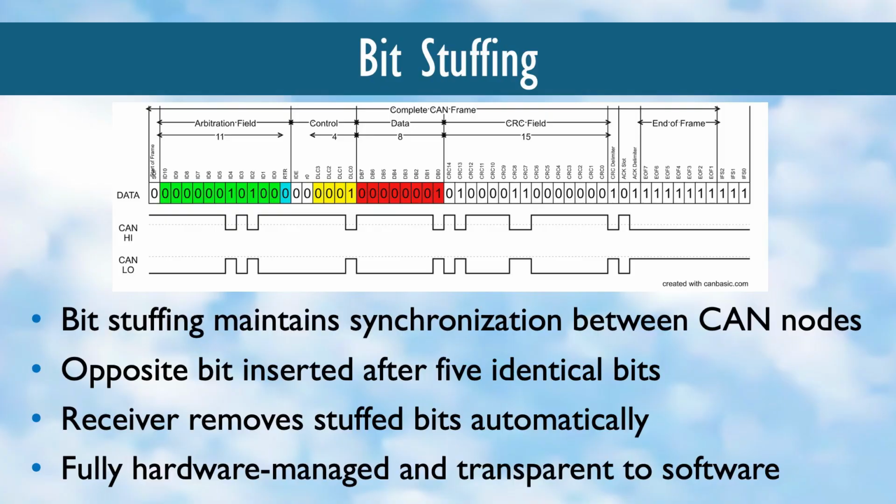CAN hardware uses bit stuffing to maintain clock synchronization between transmitter and receiver. After 5 consecutive identical bits, the transmitter automatically inserts one bit of the opposite value. The receiver strips this extra bit transparently before passing data to software. Without bit stuffing, oscillator tolerances across nodes could cause the receiver to lose count of received bits. Bit stuffing is handled entirely by the CAN hardware. It is invisible to application software and adds no complexity for the developer.